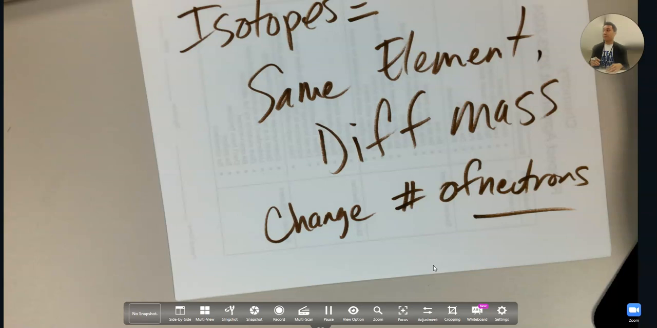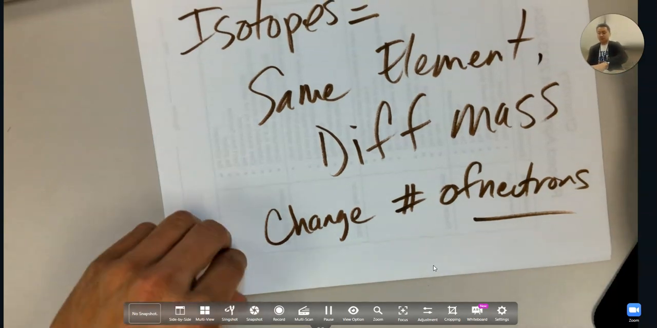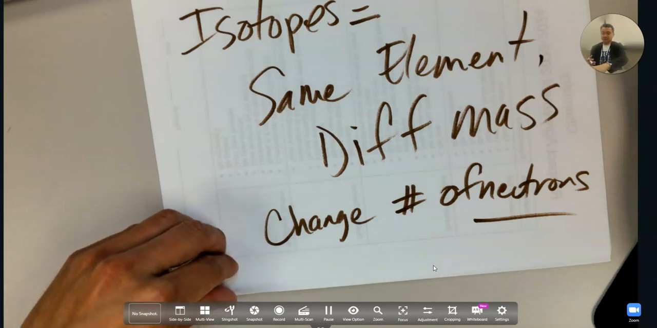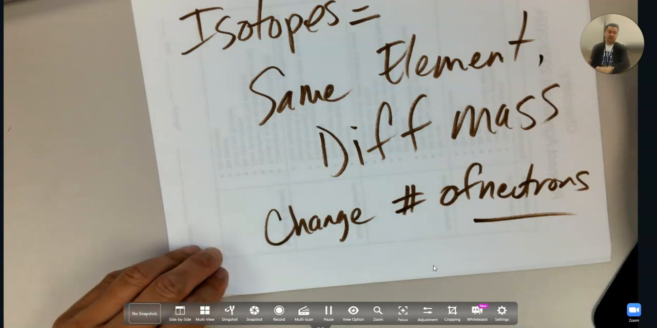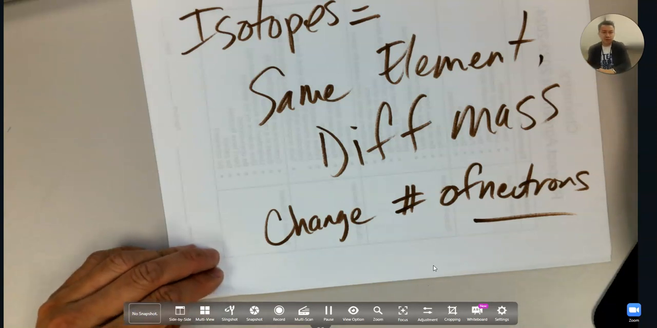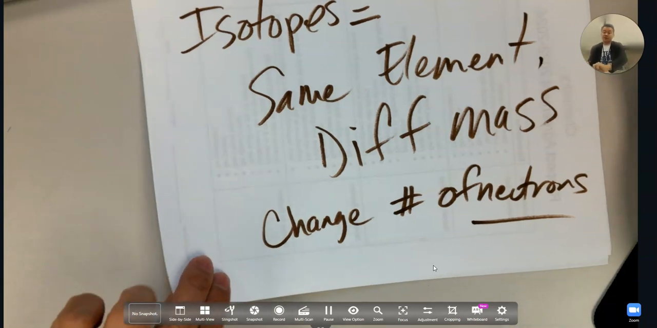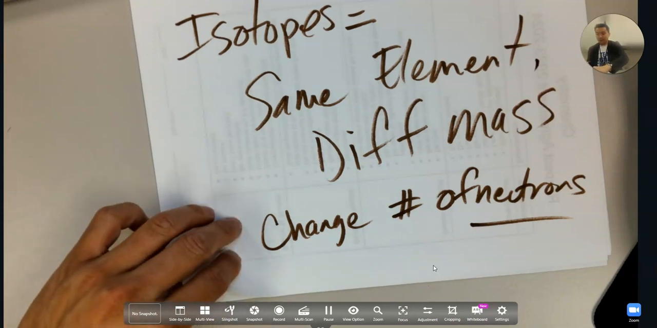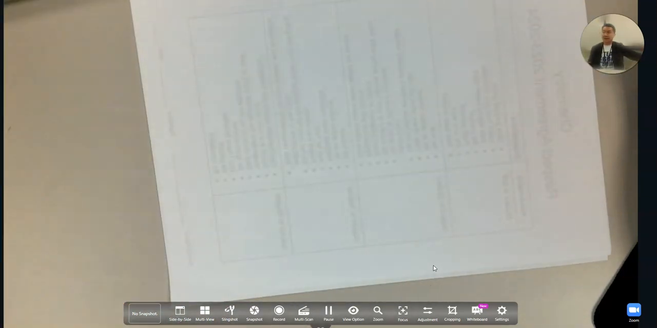We can't change the number of protons because that changes the identity of the element. Protons tell us the atomic number, which is the element. If we change the proton, we change the element. If we change electrons, it doesn't affect the mass because electrons are so very tiny and very light in mass, so they are negligible.